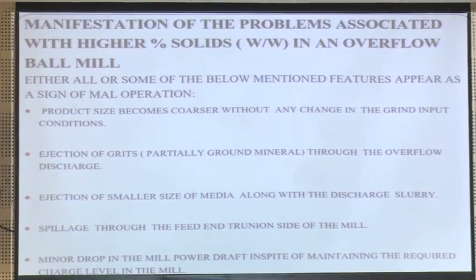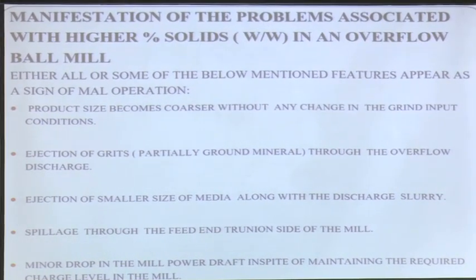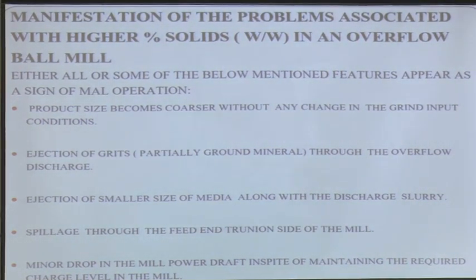Now, the manifestations of the problems associated with higher percent solids weight by weight in an overflow ball mill. What are the problems we face? Either all or some of the below mentioned features appear as a sign of maloperation. Number 1, product size becomes coarser without any change in the grind input conditions. Suddenly you will find that the cyclone is giving you a higher cut, coarser size in the overflow, but when you check, you find the downstream inputs have not altered. Now you will find ejection of the grits.